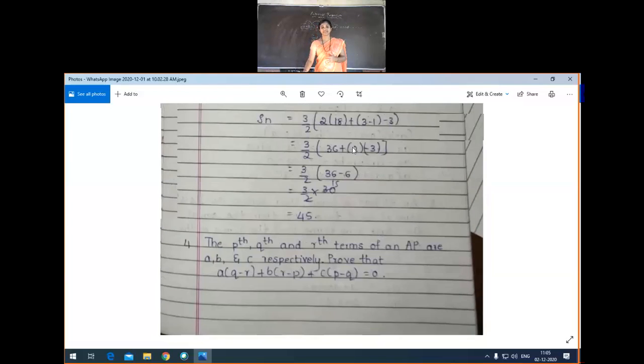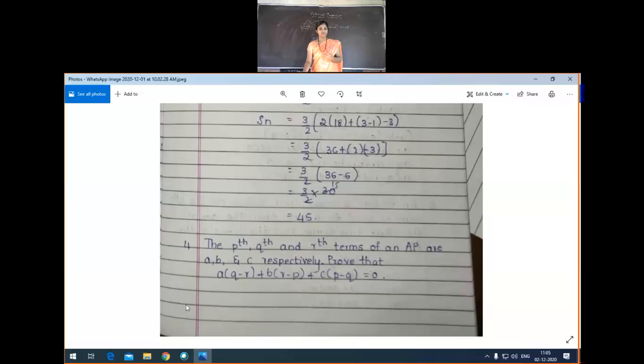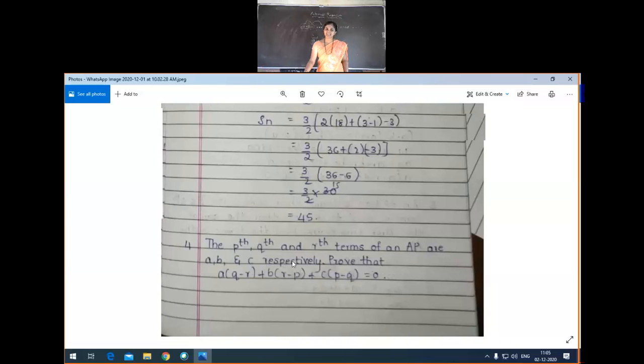The fourth question is a little bit different, right? But not different, easy. The pth, qth and rth terms of an AP. See, the fourth question is like this. The pth, qth and rth terms of an AP are A, B and C respectively. So they have given the names for that. The pth term is A, the qth term is B and the rth term is C respectively.